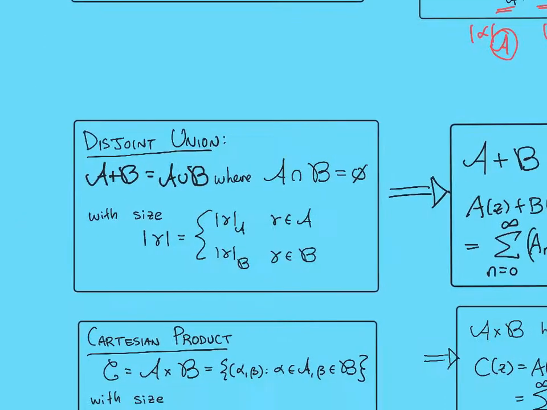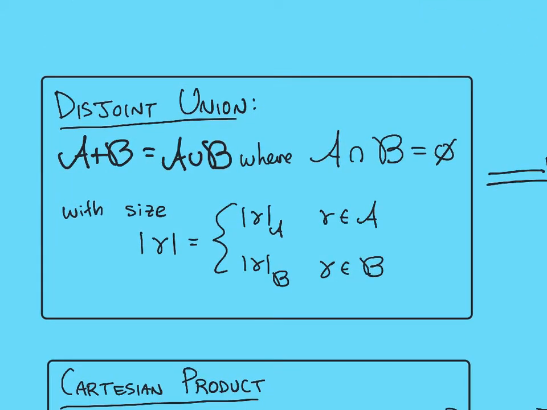construction will be pretty simple. It'll be just disjoint union, sometimes written union with a dot. So if I have two combinatorial classes that do not intersect, then I can take their disjoint union and I'll write it just with a plus. And this will be a new combinatorial class. To define a combinatorial class, you have to have a size function. So here we'll just say that the size of gamma is its size in A if it belongs to A, or its size in B if it belongs to B.